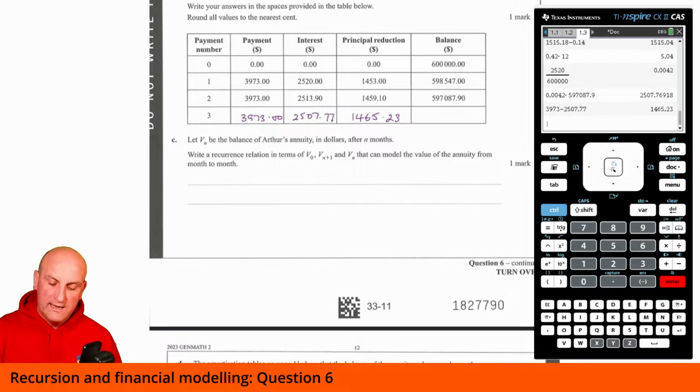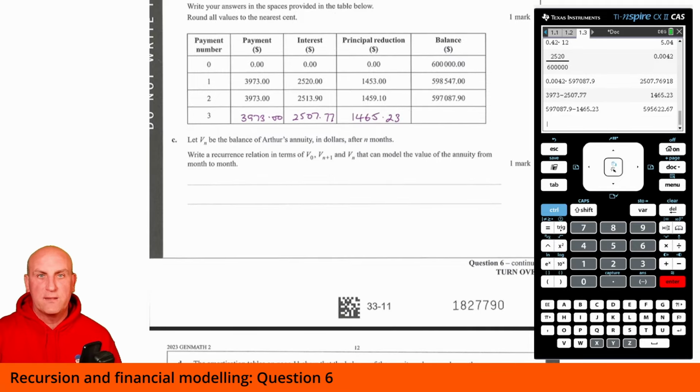And then how do I do the next line here? Well, I do the balance, take away that there. So I'm going to do 597,087.90, and subtract from that 1465.23. Hit enter, and there we go. So my next line there should be 595,622.67. Okay, 1 mark. A lot of work for 1 mark, but okay.